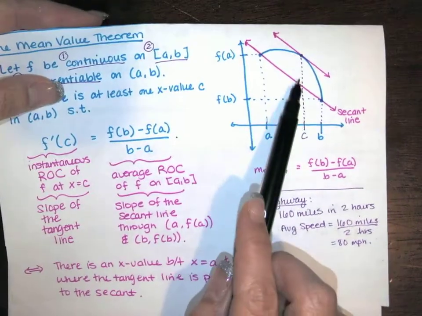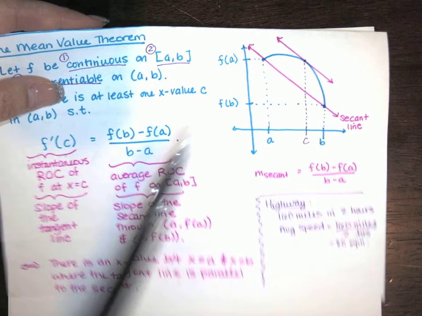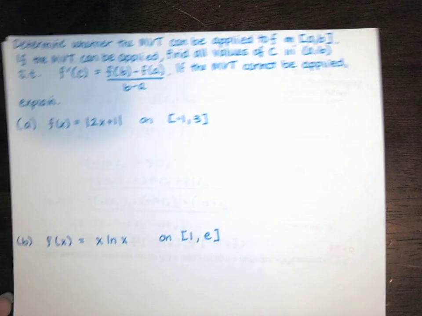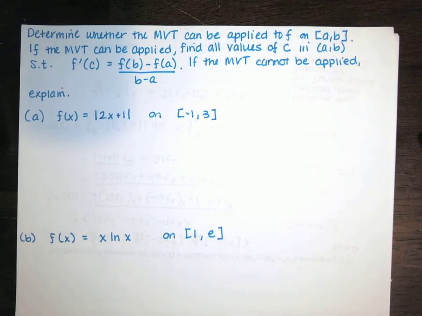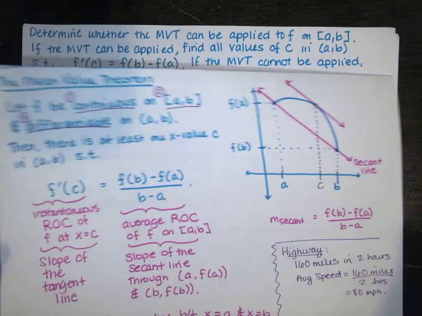Or geometrically, the tangent line is parallel to the secant line. The questions for the mean value theorem are very similar to the questions for Rolle's theorem, so we're going to do the same thing that we did with Rolle's theorem for mean value theorem questions. We want to determine whether the mean value theorem can be applied to a function on an interval. So we need to check three conditions.